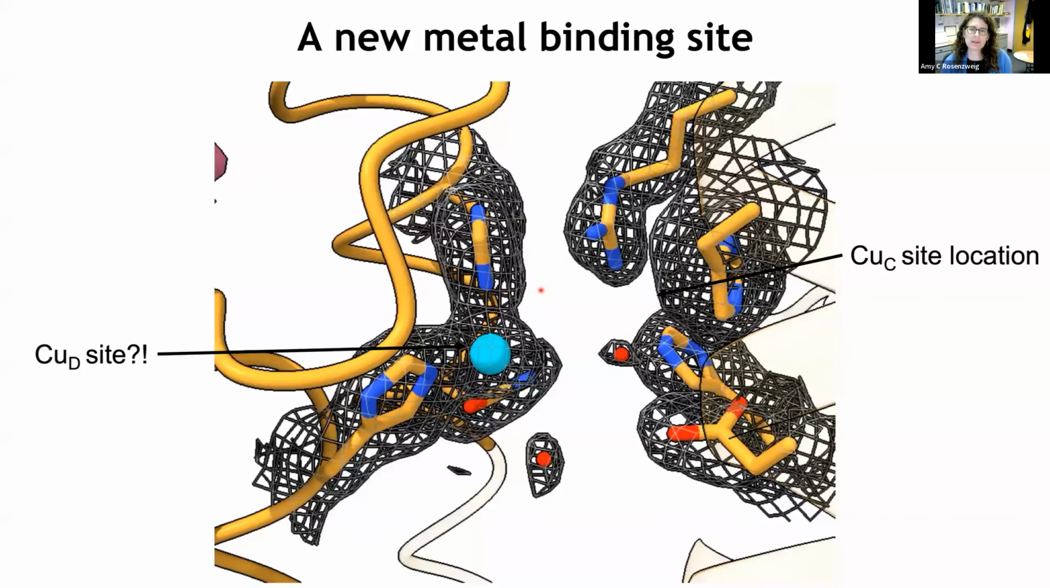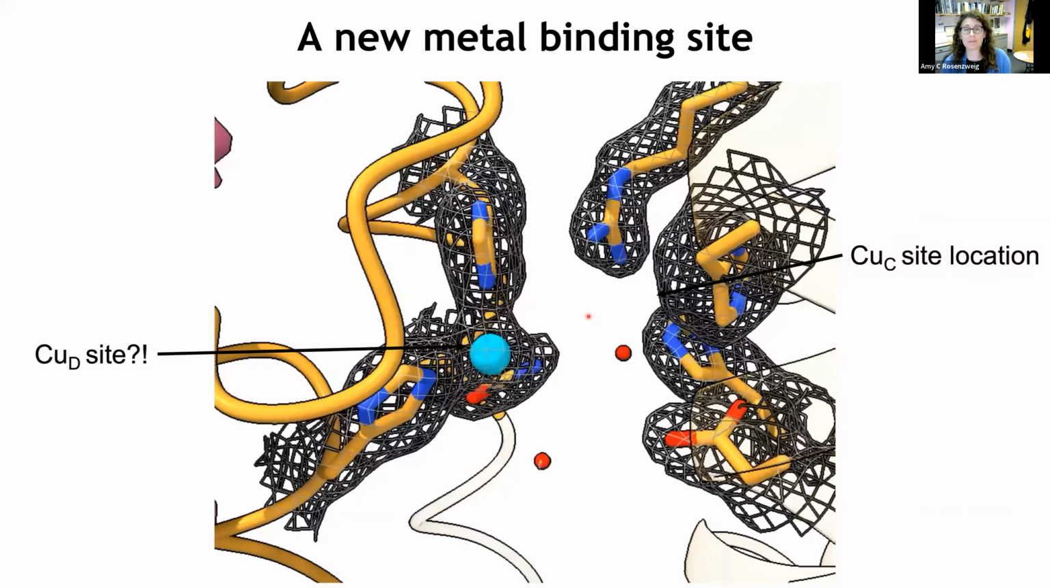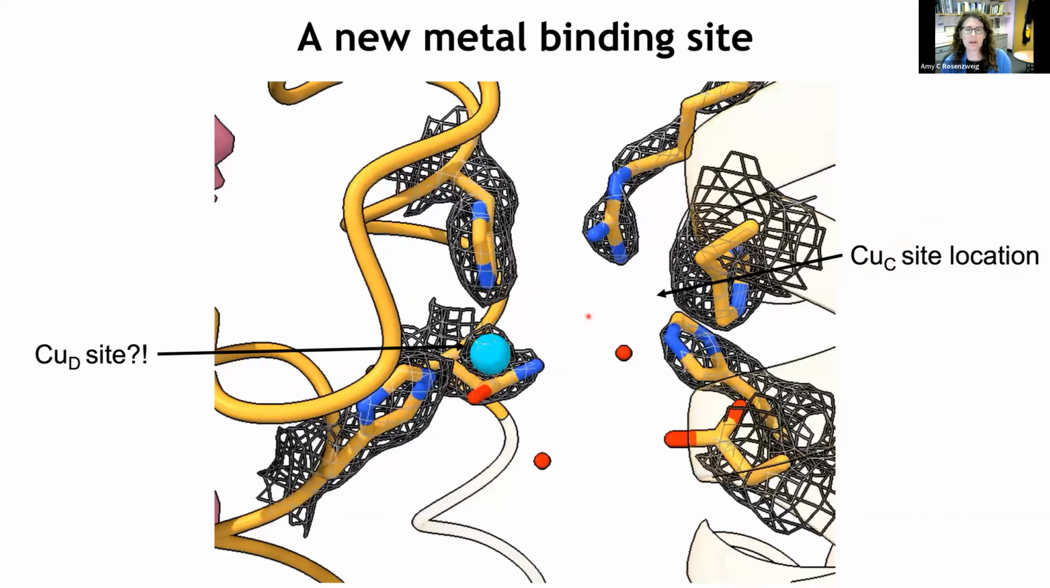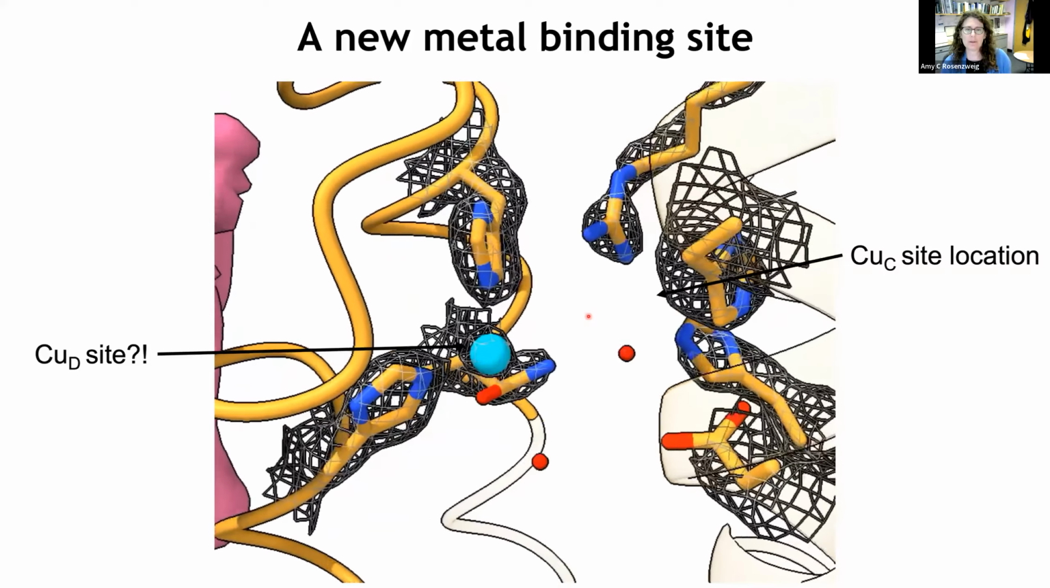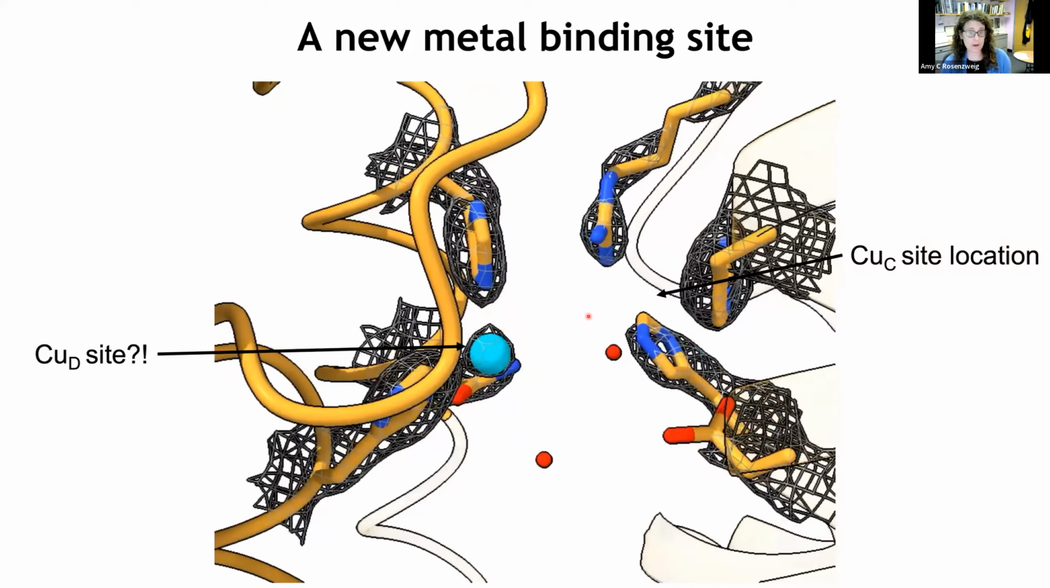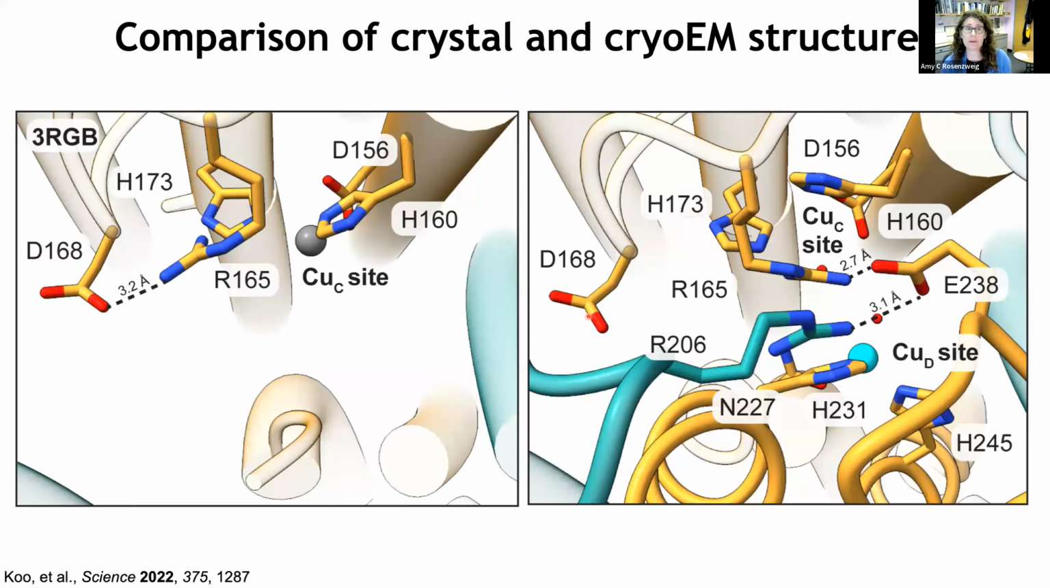So here's the density for that, and you can quite clearly see that there's density for a metal there in copper D and no density for metal in copper C, just density for a water molecule. I can strip that away, turn it around, and it was quite clear that there was a metal there.